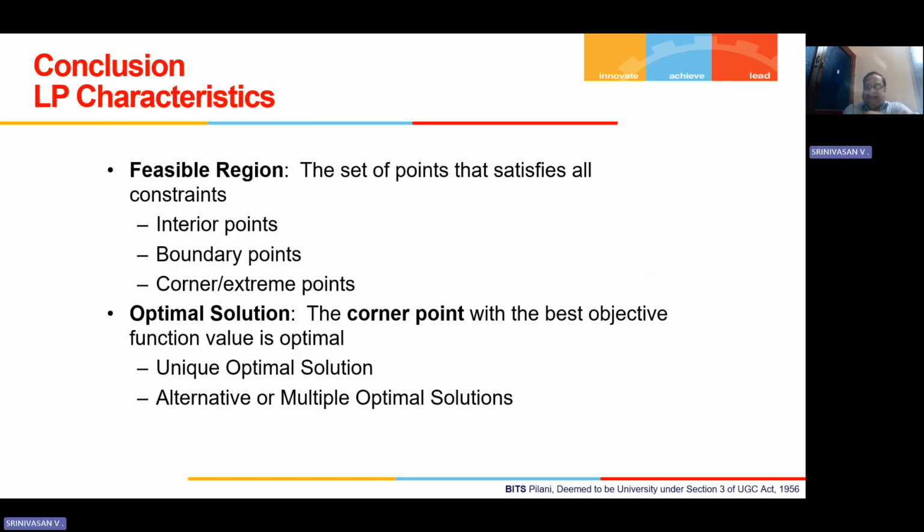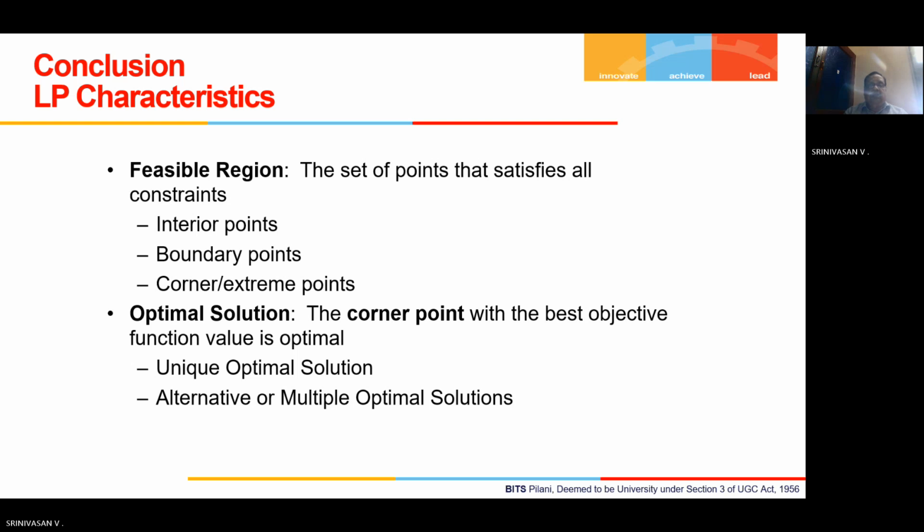let us first take the characteristics of an LPP. What are the terms that you are associated with? Feasible region, the set of points that satisfies all constraints, interior points, boundary points, corner or extreme points. Such of those points will form the feasible region. These points are obtained by solving any two equations at the intersection. And those side lines are nothing but the constraints subject to which you need to optimize the given objective function.